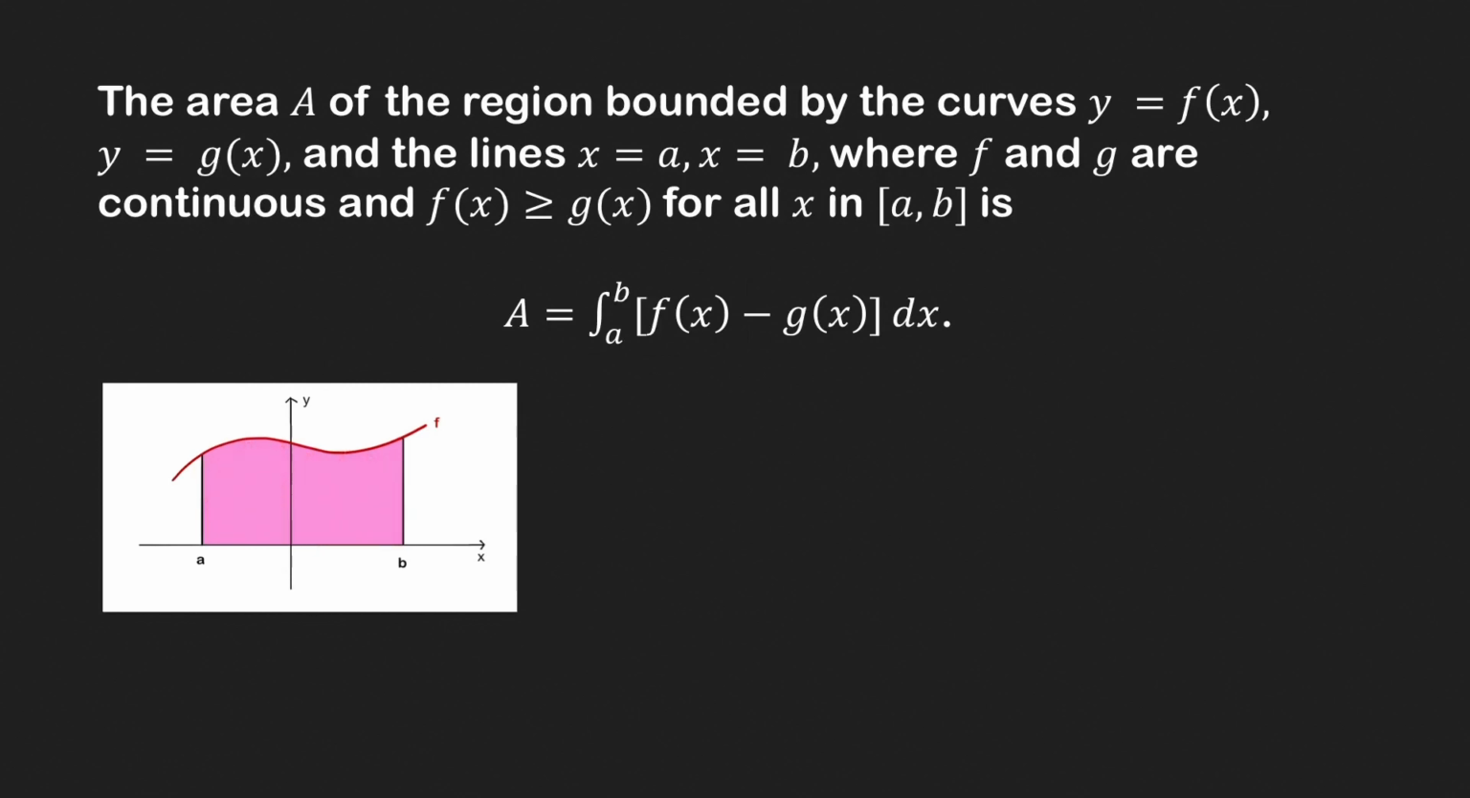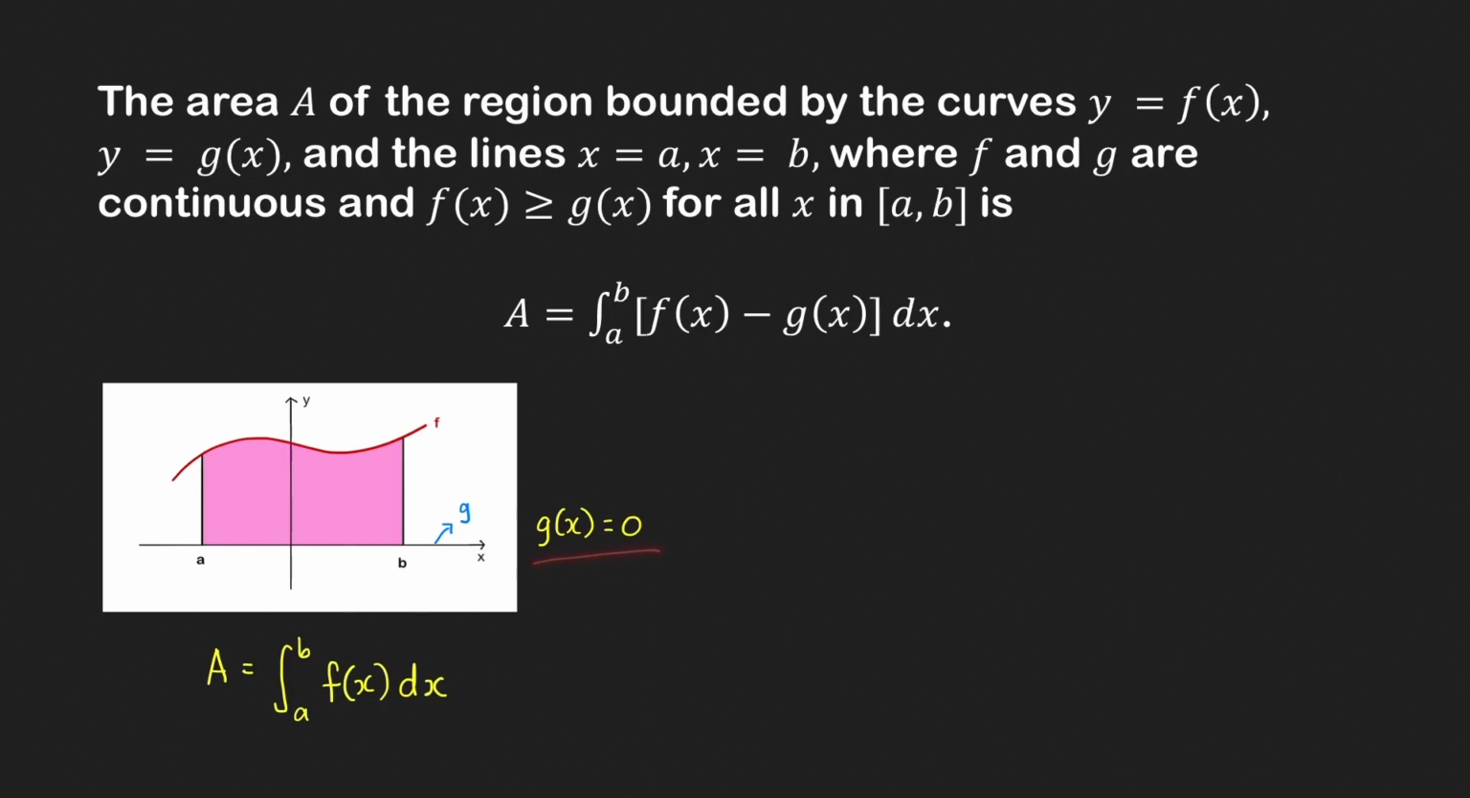But we can also consider this region as a region bounded by two curves. And what is the other curve in this case? The other curve is actually the x-axis. So this is our function g in this case, which is also a function of x. And its equation is, of course, g of x equals 0.